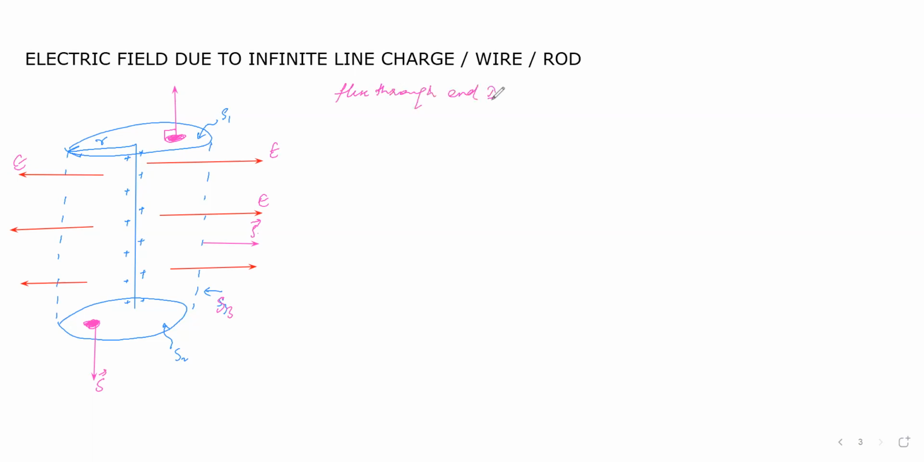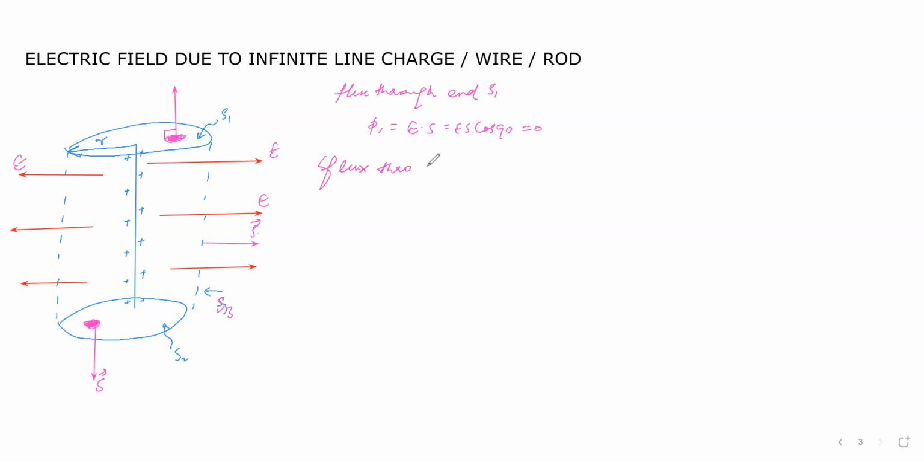Flux through S1. What is your S1? It is your surface. We can write here phi 1 is equal to E dot S, which is ES cos of 90 degree. Am I right or not? Yes, sir. Finally, we get 0.